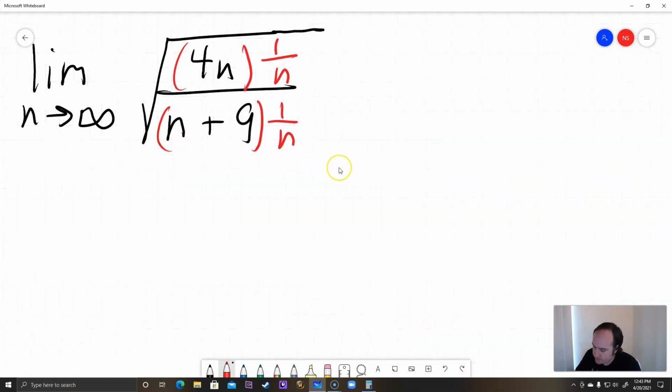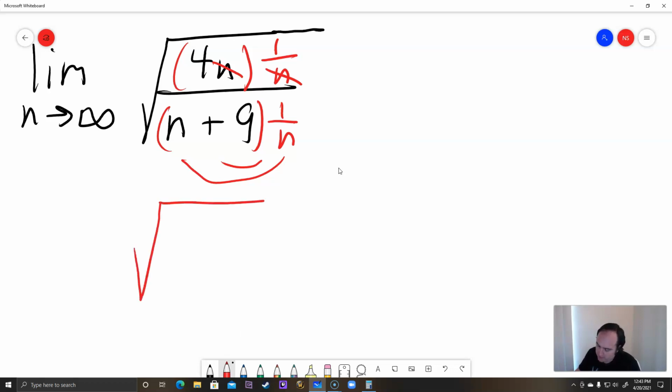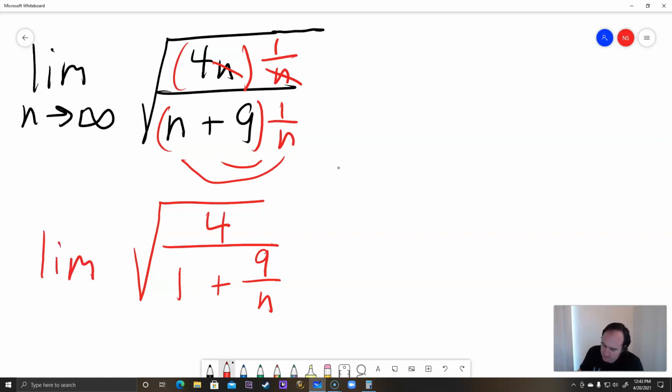So in the numerator, the n's cancel out. In the denominator, when we distribute, we're going to wind up with, for the first term, 1. And then for the second term, we're going to have 9 over n. Okay, so we have 1 plus 9 over n on the bottom. And then on the top, we have 4. Okay, so we have the limit as n approaches infinity of the square root of 4 over 1 plus 9 over n.